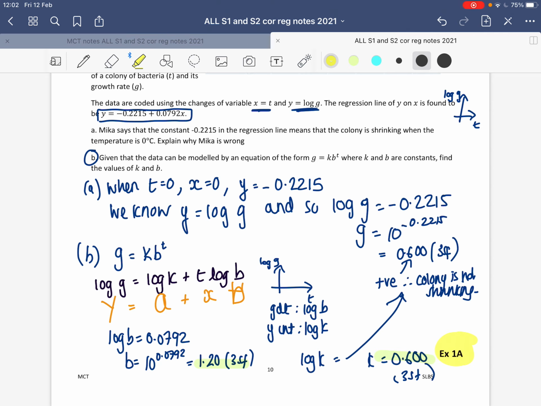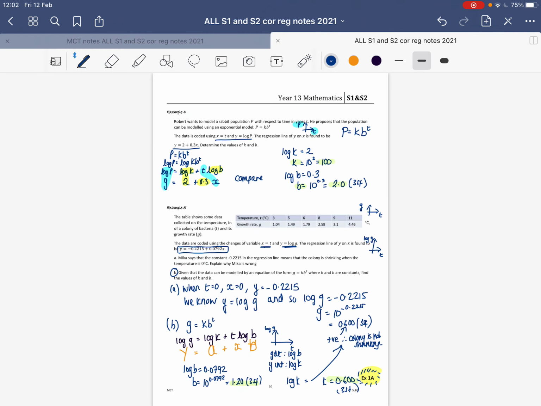Okay. Right. I think that needs some practice. So I don't think students find this particularly easy. It's a long time since you looked at that kind of log work. Okay. So exercise 1A, as much practice as you can, please.